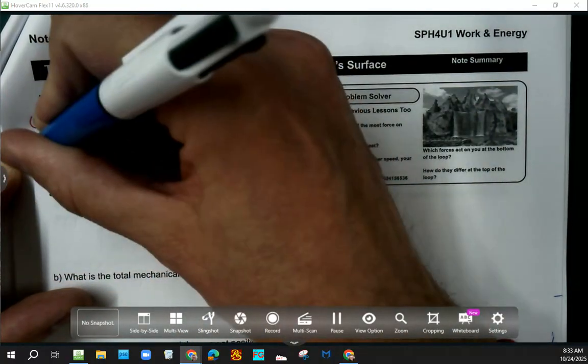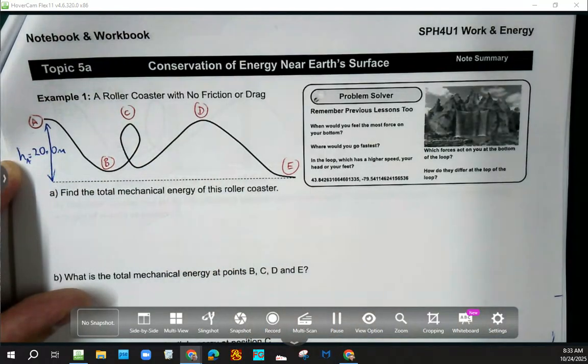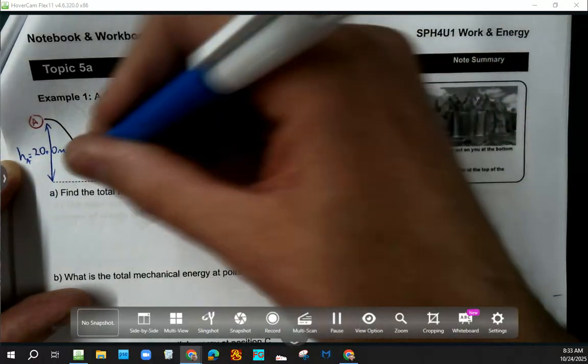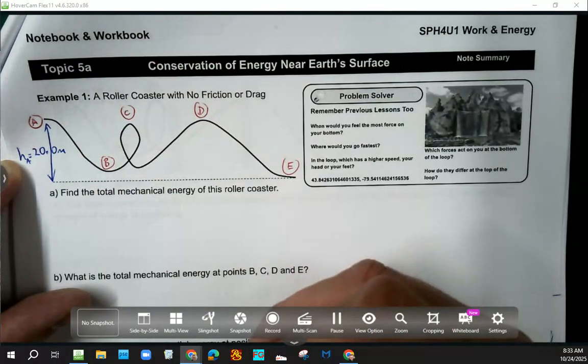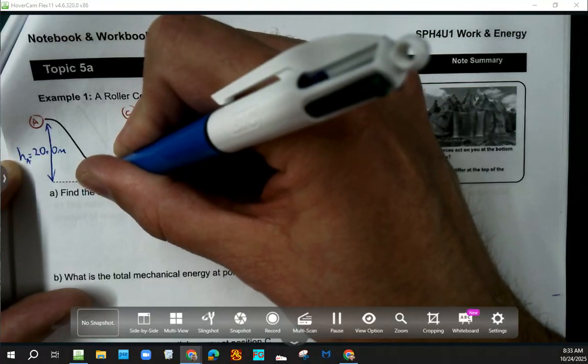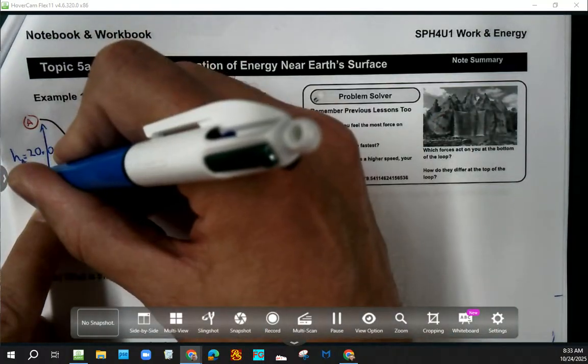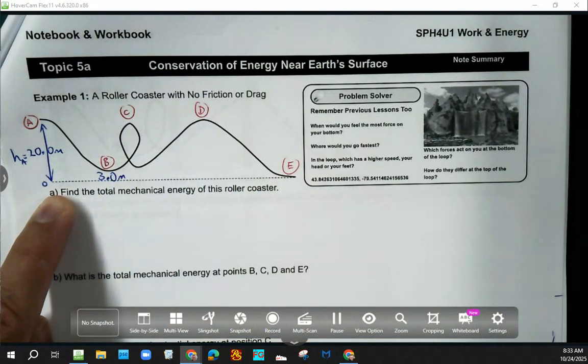Height A, 20.0 meters. Point B, I'm going to run out of space for my letters. So I'm just going to say it's going to be at 3 meters. You know, here I've got this dotted line here. Implicitly, I'm saying that that's where I've defined to be my zero height.